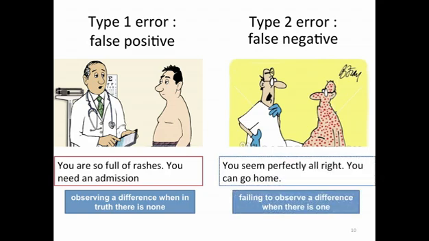In type 2 error, you see a man full of rashes, but you declare that he is fine and he does not have any. So you are missing something which is obvious. You're failing to observe a difference when there is a difference. This is type 2 error.